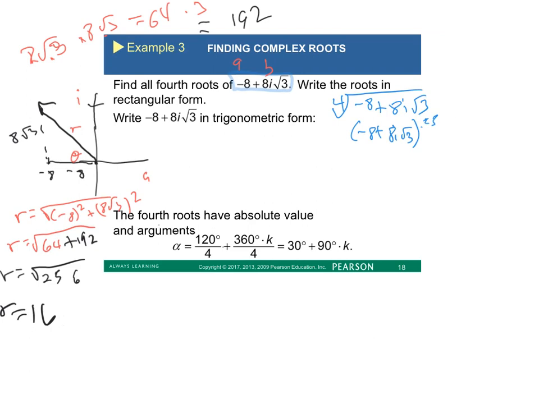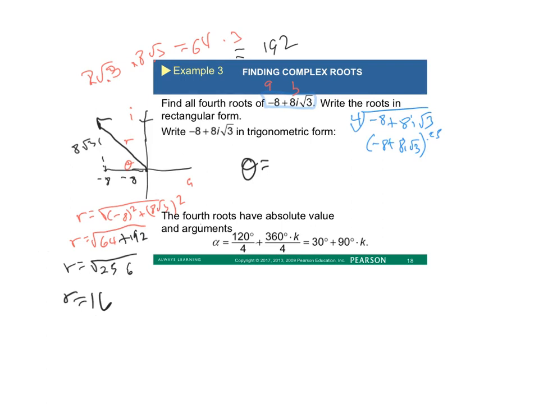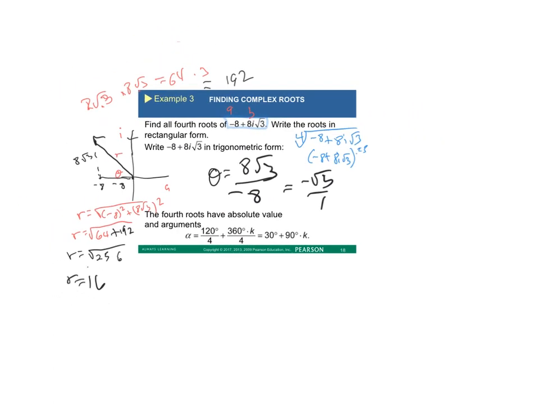Now, let me get theta. Theta is my y over x, or my opposite over adjacent. 8 square roots of 3 over negative 8. The 8's cancel, leaving a negative square root of 3 over 1. Those are familiar numbers. Those come from here's theta. One of the sides has to be square root of 3, and one of the sides has to be a 1.